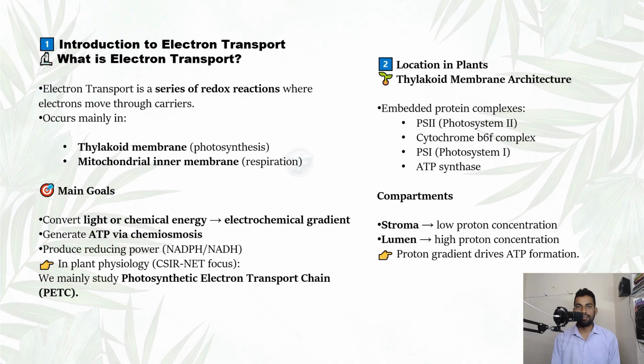In plant physiology, we have already studied the chloroplast ETC cycle, so here also we see the same. Let's go to the second point: location in plants, thylakoid membrane architecture. It happens in the thylakoid membrane, embedded with protein complexes: photosystem 2, cytochrome b6f complex, photosystem 1, and ATP synthase. Compartments mean rooms or chambers. The stroma has low proton concentration, and the lumen has high proton concentration. This difference is helpful in forming ATP.